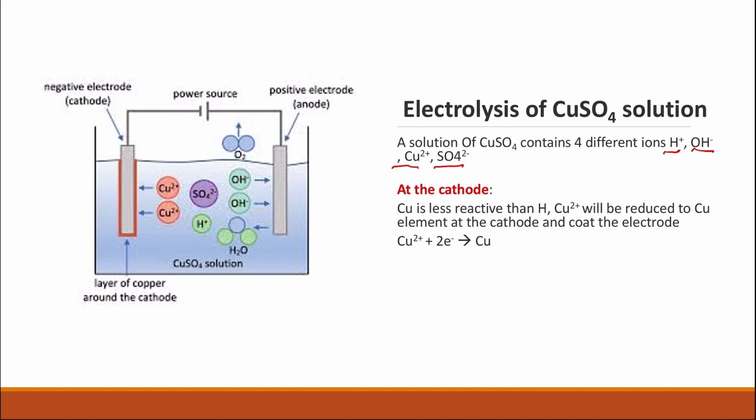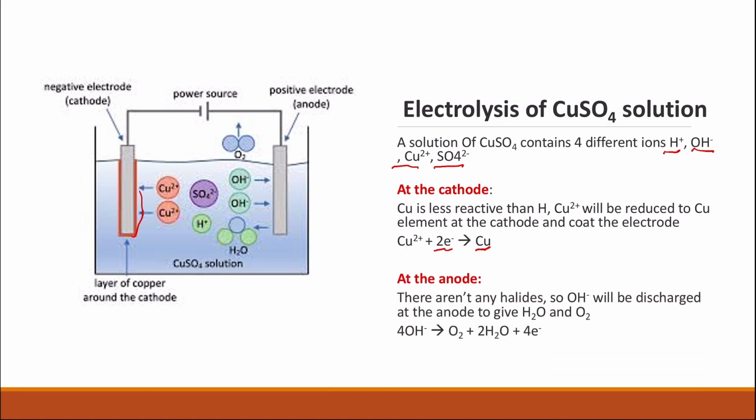So copper is the one that will be reduced to give you the elemental copper, and it will coat the electrode. So this is the cathode, and copper will coat the cathode. The half ionic equation will be copper 2 plus plus 2 electrons will give you the elemental copper.